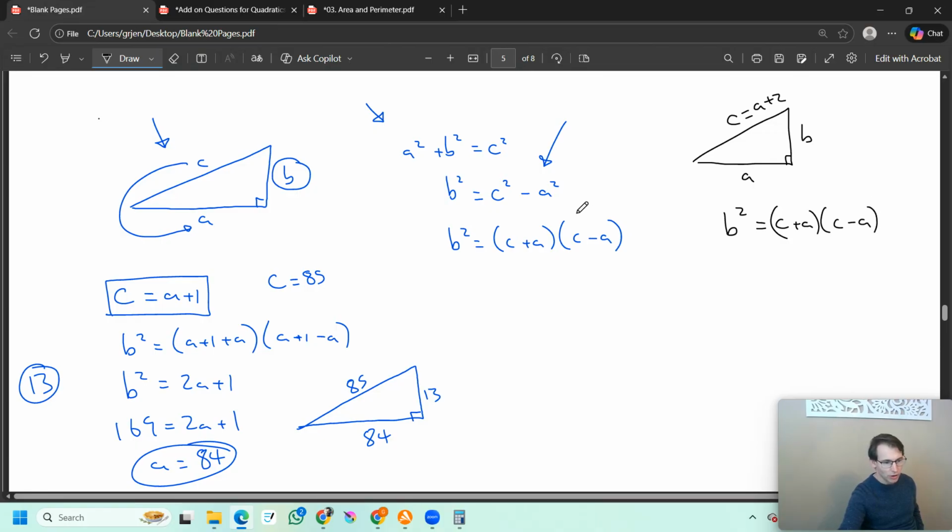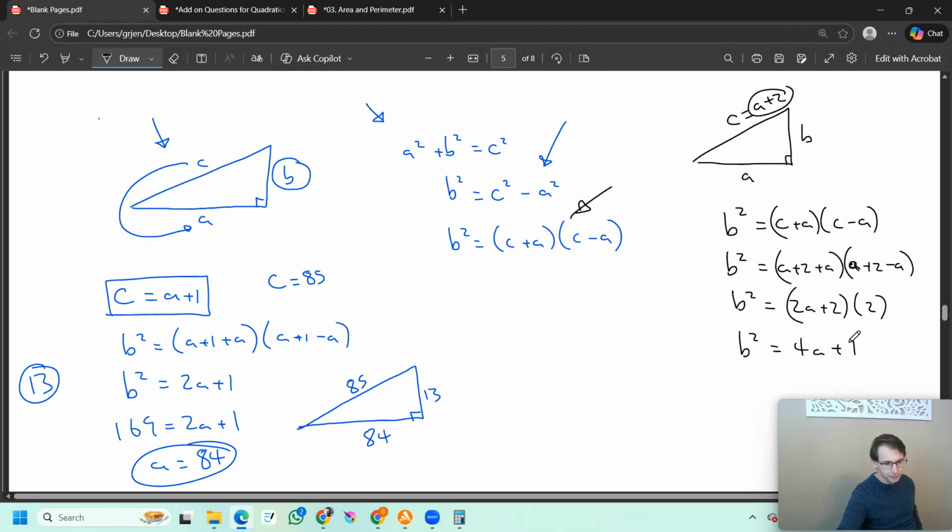That's a feature of all of these triangles, all right? But now we just feed it this piece of information, and we have b squared equals (a plus 2, that's c, plus a) multiplied by (a plus 2 minus a). And then you'll find that b squared is equal to 2a plus 2 multiplied by 2. Or in other words, b squared equals 4a plus 4.